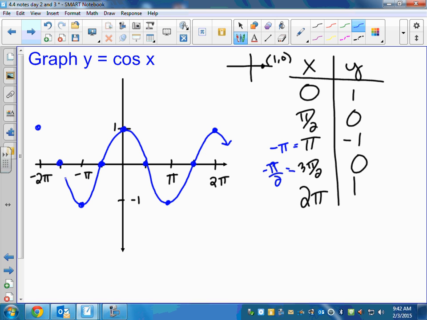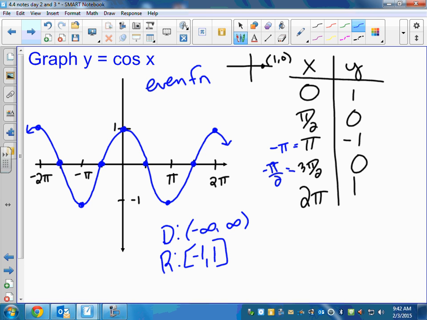So another big difference between sine and cosine is sine was opposite on either side of the y-axis because it was an odd function. Cosine is like our good buddy x squared. Cosine is an even function because whatever's on this side, it's exactly the same over here. Kind of looks like a wavy W, right? Domain and range are the same as sine. Domain is negative infinity to infinity. Range, -1 to 1. Always.